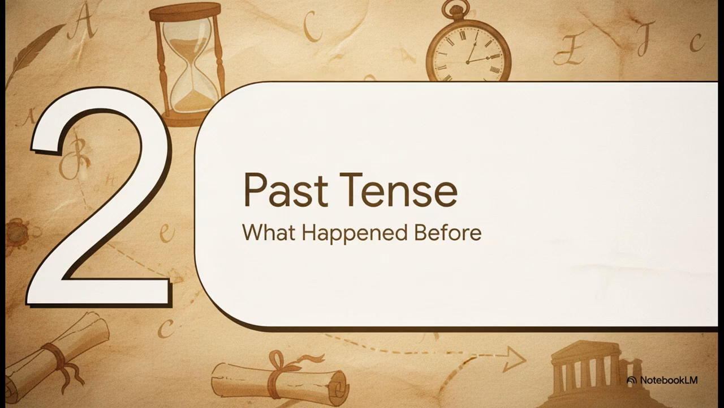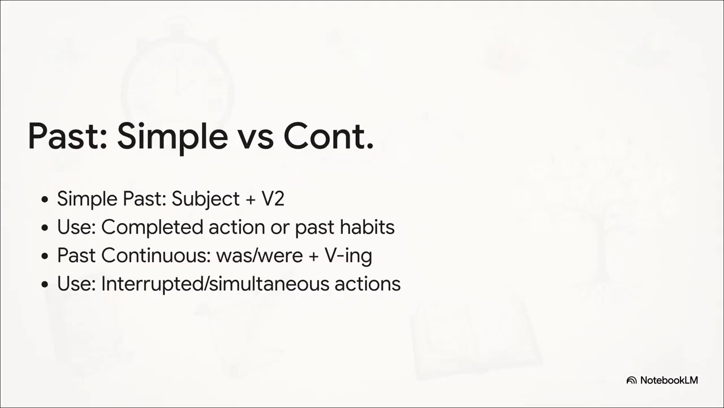Section 2. Past. What happened before? So if we travel backward in time, we literally see the exact same pattern repeat, just shifted backwards. The simple past gives us basic completed actions using V2, the second form of the verb. Rahul played cricket. It's in the history books. Meanwhile, the past continuous uses was or were, plus that familiar ing ending for past actions that were in progress, often when they got interrupted. For instance, I was sleeping when you called.